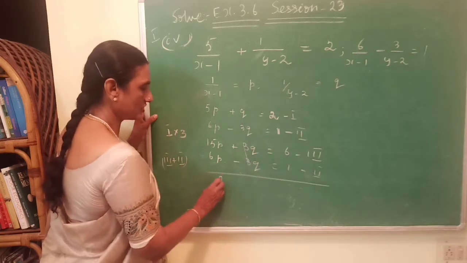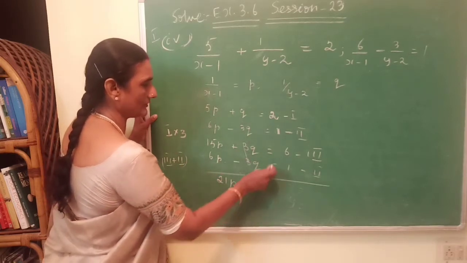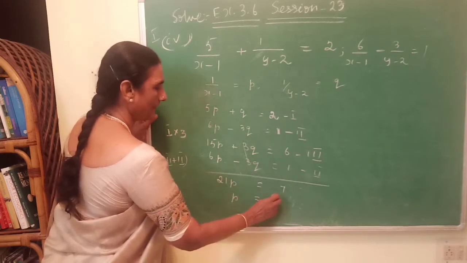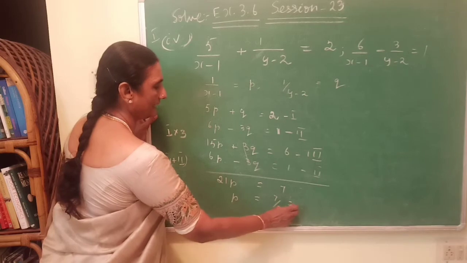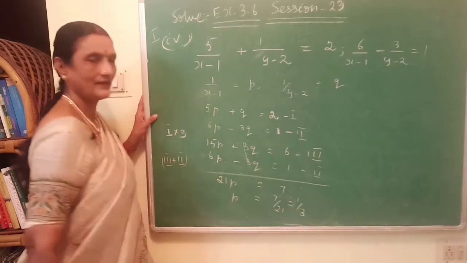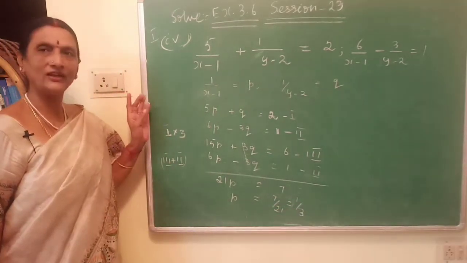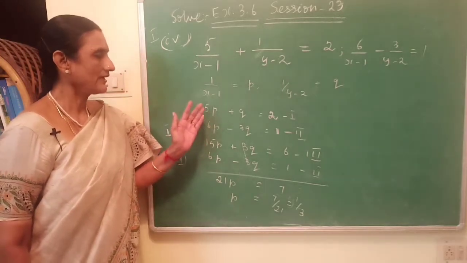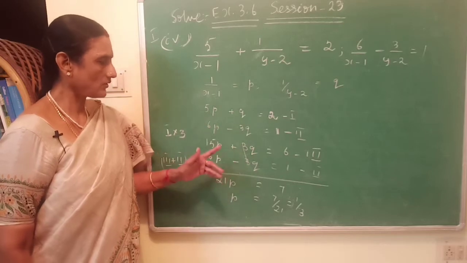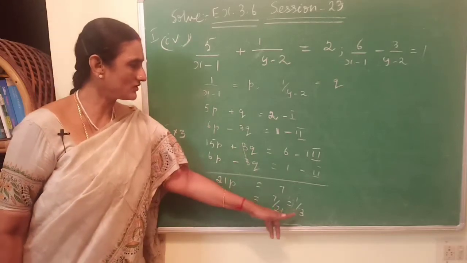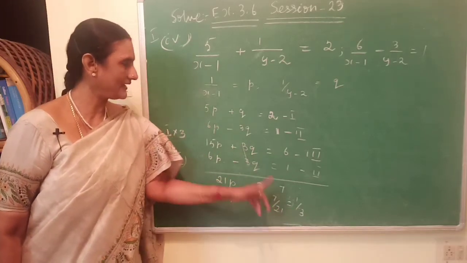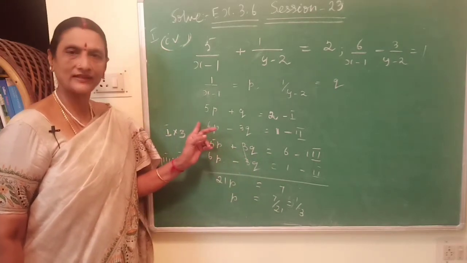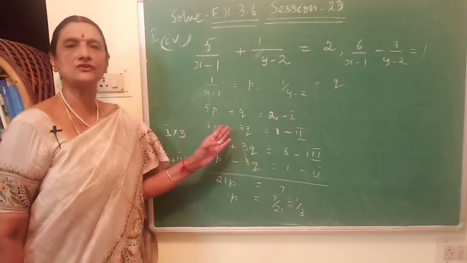You will get 21p is equal to 6 plus 1, 7. Therefore, p is equal to 7 by 21, namely 1 by 3. Are you understanding? So that is the value we have got for p. Now we have to proceed to find the value of q. So I have decided to substitute this value of p in equation 2 so that the 3 and 6 will get cancelled, so that our equation becomes very simple to solve for q.